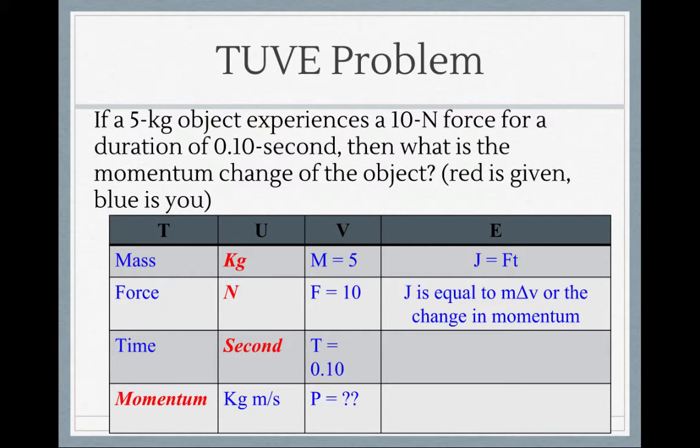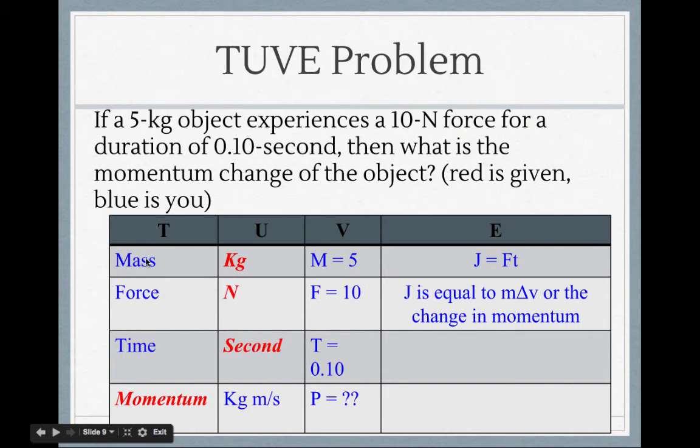So in this problem, if a 5 kilogram object experiences a 10 newton force for a duration of 0.1 second, then what is the momentum change of the object? The red is what's given to you. You're given the units of kilograms here, newtons, and seconds. You're also given the word momentum as a term. So the red is what is given to you in the problem. You're also, I guess, given the word force in the problem.